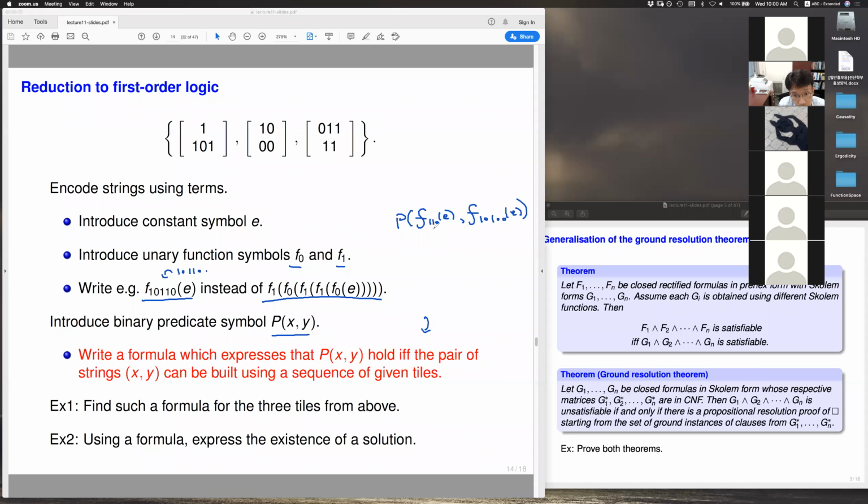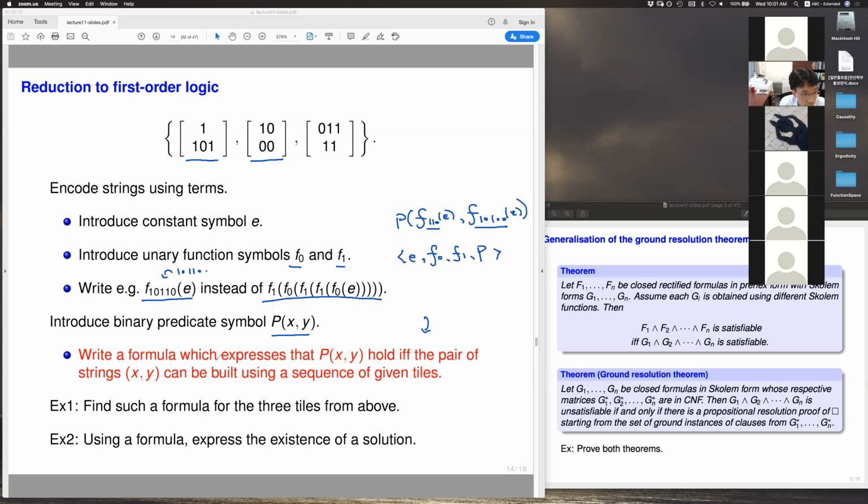That's because the sequence represented by this ground term, which is 1, 1, 0, and the sequence represented by this ground term, which is 1, 0, 1, 0, 0, can be constructed by putting these two tiles together. So what I mean is that, given this problem, we want to encode it into the validity question in first order logic. To do so, we're gonna use constant symbol E, the unary function symbols F0 and F1, and one binary predicate P, designed according to the explanation that I have just given.